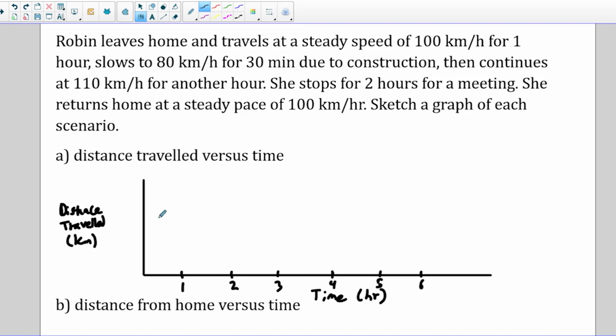Your distance traveled, we see that she travels 100 kilometers here, 80 kilometers for a little bit, 110 for an hour, stops for 2 hours, then returns home. So if we take a look, we can see that we're probably going to get up to maybe about 400 to 500 kilometers worth of driving. So let's go up by intervals of 100 here.